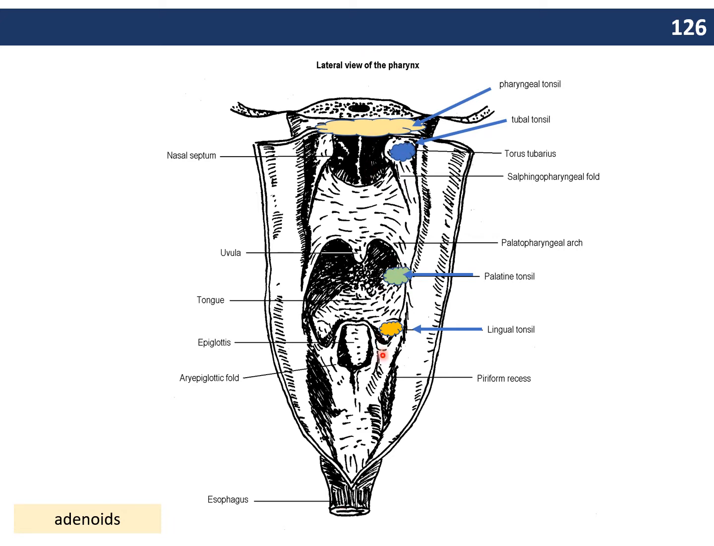So I'm showing you these tonsils on one side, and just know that they are also present on the opposite sides, forming this ring around the nasal and oral openings posteriorly as those passageways into the pharynx.